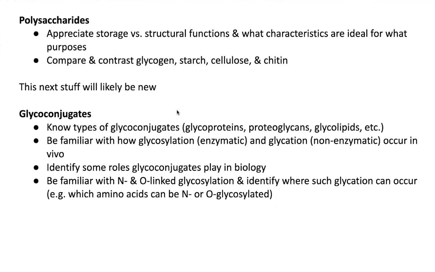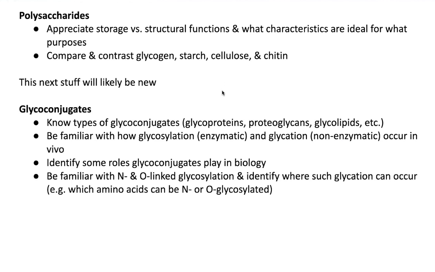Polysaccharides, when we have multiple of those monosaccharides come together. Appreciate storage versus structural functions and what characteristics are ideal for what purposes. If you have something that's really nice and compact, that might be good for storage, but if you have something that's long and sturdy, that'll be better for your structural forms. Compare and contrast glycogen, starch, cellulose, and chitin.